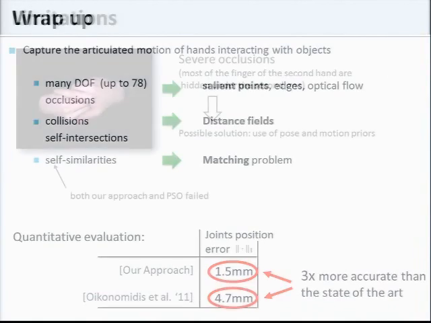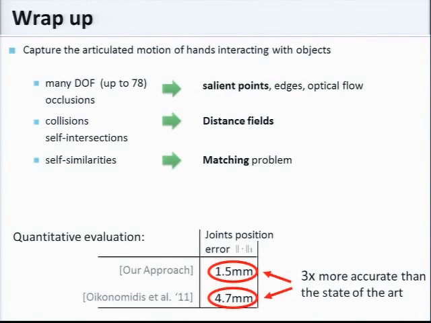Okay, this is the conclusion of the first part of the talk. We were able to handle articulated motion of hands, 78 degrees of freedom, and a lot of occlusions.